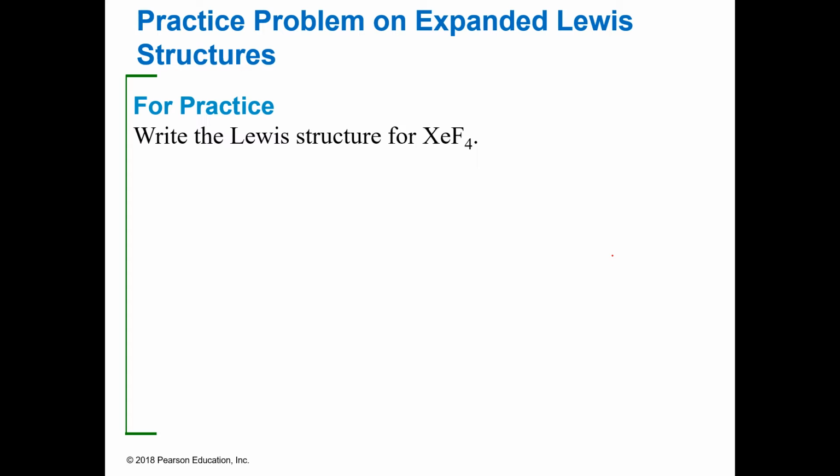Okay, let's do another one. We're going to use xenon again. It has 8 valence electrons. Fluorine has 7, and 7 times 4 is 28. So 28 plus 8 is 36. So I have 36 electrons. My xenon is going to be in the middle and my fluorines are going to be on the sides.